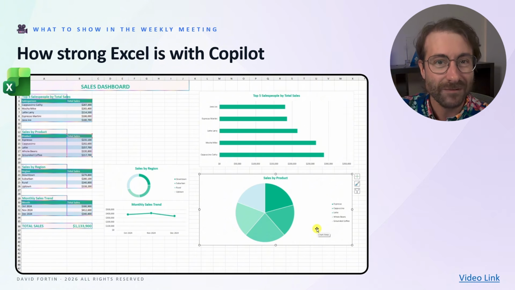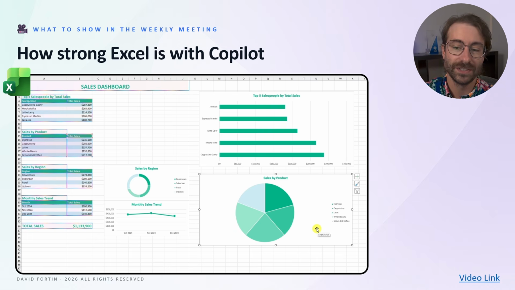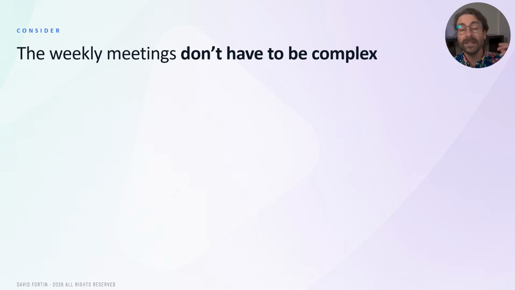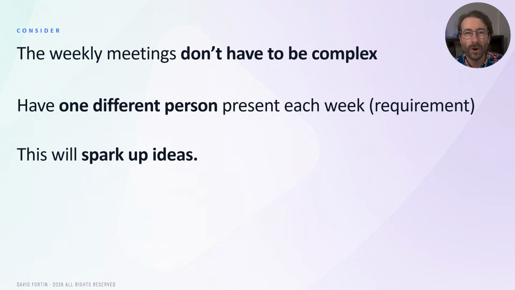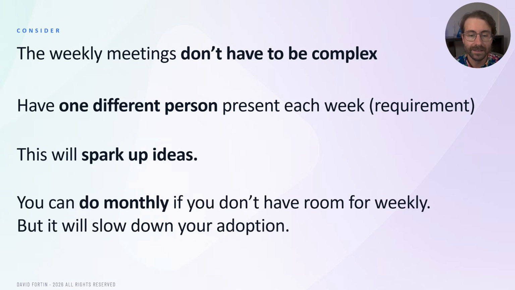The C of my framework is actually to consider. So that's what I mean by consider. The weekly meetings don't have to be complex. Make sure you have one different person present each week. It'll force your team to put their hands into Copilot, right? And come up with a use case by the end of the week. And it will spark ideas and favor discussion between team members.